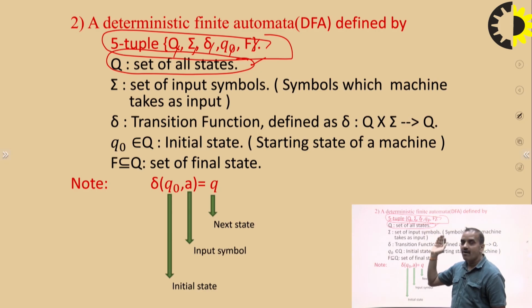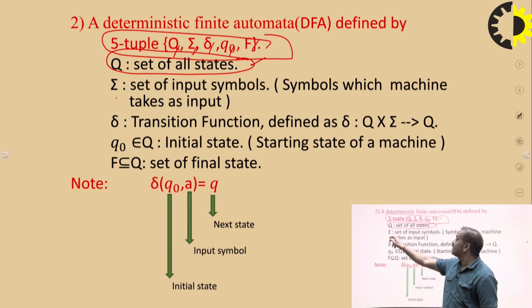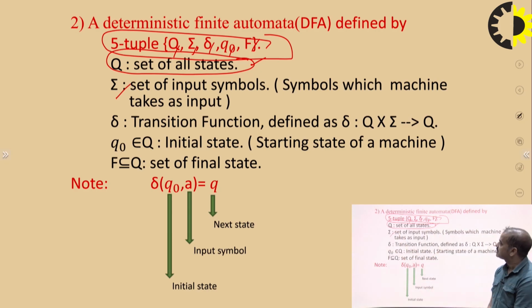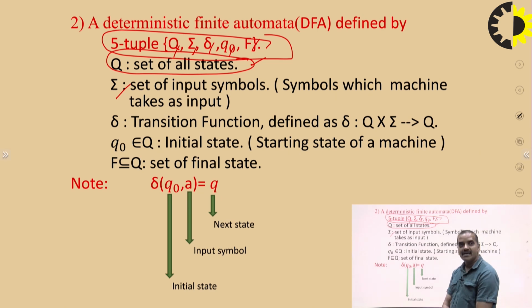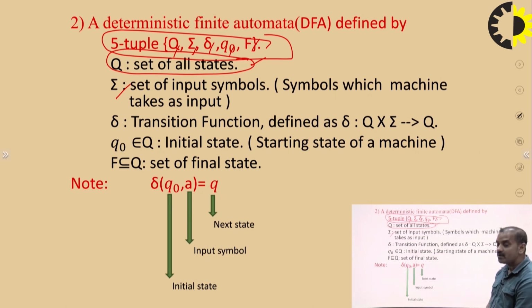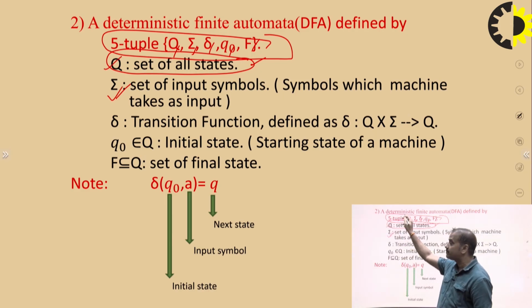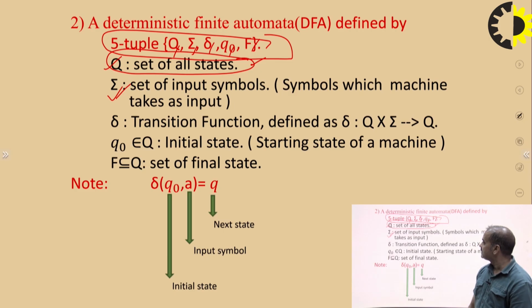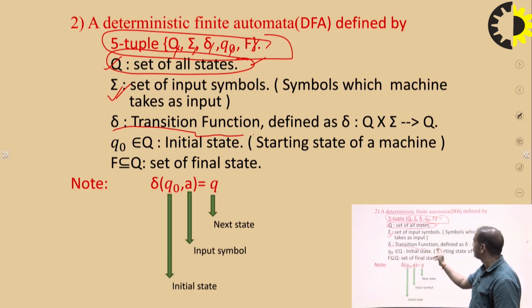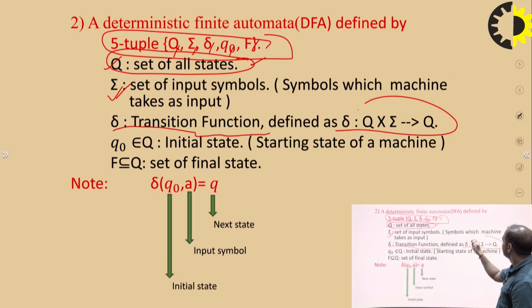That's the set of all states. Sigma is the set of input symbols, which was discussed in previous videos, and that should also be finite. The set of states is also finite, and sigma must also be finite. Here delta is the transition function, defined as Q cross sigma implies Q.